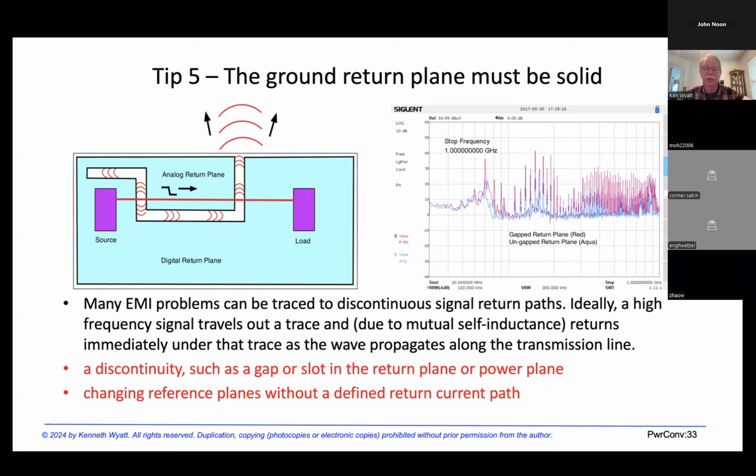There's a 10 to 20 dB difference in the level of EMI if you run a high-speed trace over a gap, and that's just one gap. Some of the circuit boards I evaluate have multiple gaps, so you can imagine the EMI that can be generated. And I do have an interesting video on my website that demonstrates this principle.